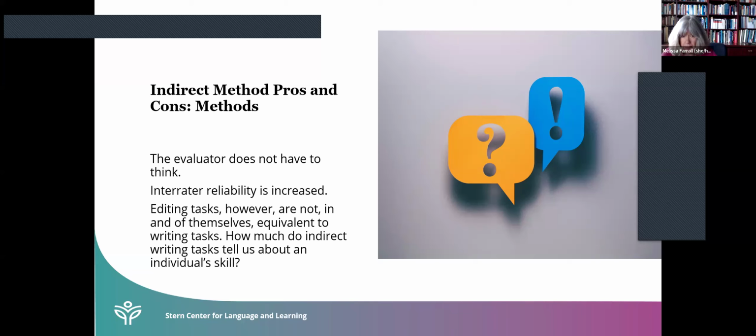So my question here is that editing tasks, while they can tell us something about kids' command of written language, I guess it's not clear to me to what degree they actually tell us about an individual's writing skill, which I like to think about as thinking on paper. And that's really what I think the purpose of writing is, to convey our thoughts on paper, and conveying them on paper requires a lot of planning and organization, because once it's in print, we don't have that opportunity to go in and correct someone's misunderstanding. It all has to be laid out very carefully.